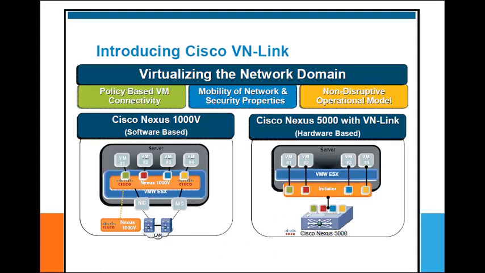Now Cisco Nexus 1000V does this. It provides policy-based virtual machine connectivity. It provides mobility of network and security policies. It provides a non-disruptive operational model. What it is, we'll discuss one by one. Now these three things are given by the 5000 series as well, but that is hardware based.